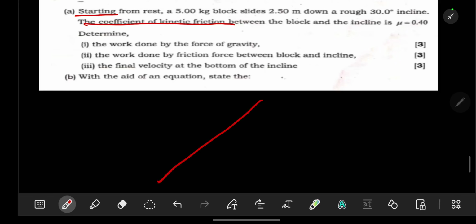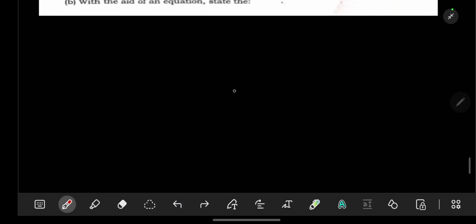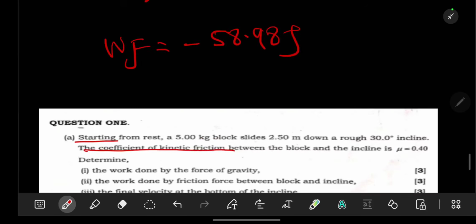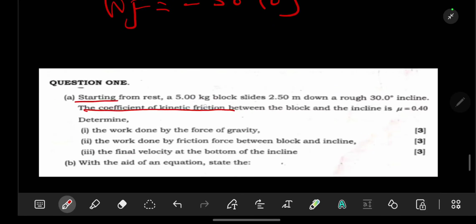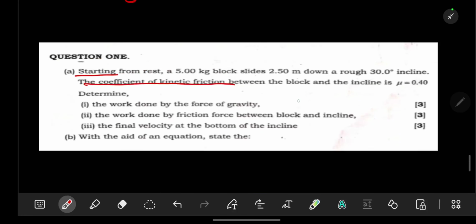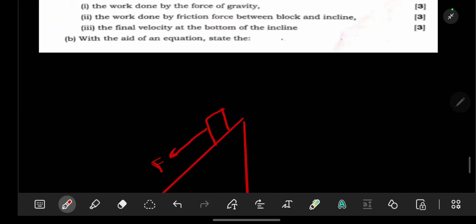So first, let's draw what we have. We have something like this. It is sliding down the rough incline. So it is here, then it is going down. Is there a force applied here? It is going down an incline starting from rest, so there is no force being applied.